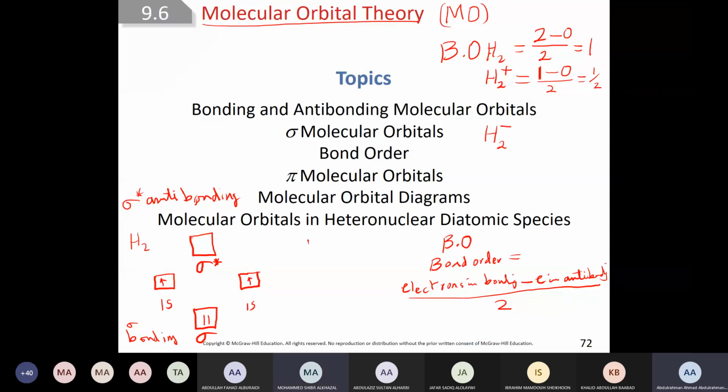From where can I know the electrons in anti-bonding? Let's do this one. If we have H2 minus, how many electrons do we have in total? 3. How many electrons will be in bonding? 2. And how many in anti-bonding? 1, because we have 3. I already put 2 here, so I put the third one here. So it will be 2 minus 1 divided by 2, which is equal to 1/2. Is this clear?